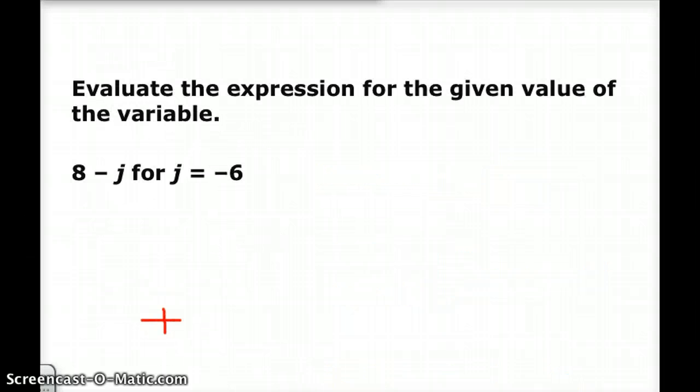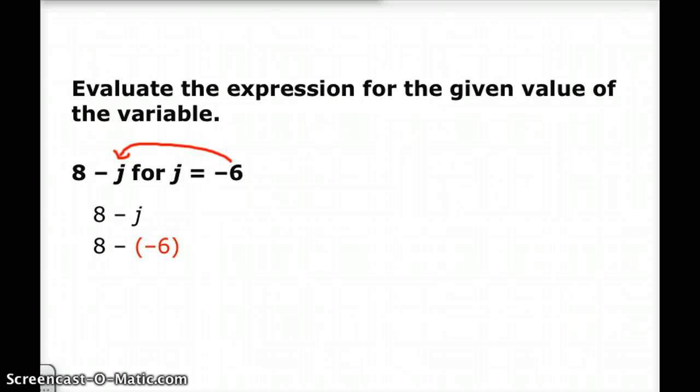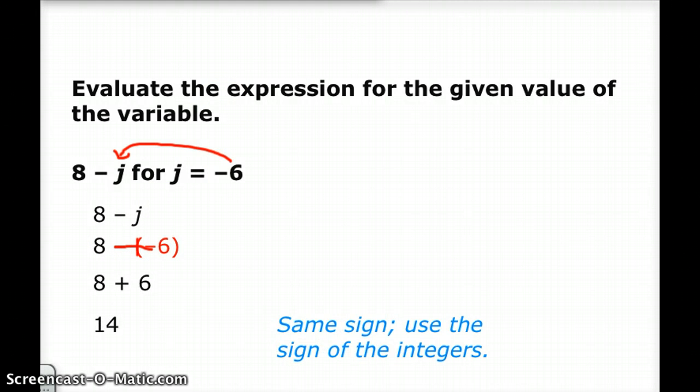Let's evaluate this expression for the given value of the variable. 8 minus j for j equals negative 6. Evaluating, we're going to substitute the number in, so 8 minus negative 6. Notice that the negative 6 is in parentheses. When we insert a number, we need to make sure we include all signs that go with it. In this instance, we can go ahead and make this one big plus sign, making that 8 plus 6, which equals 14.